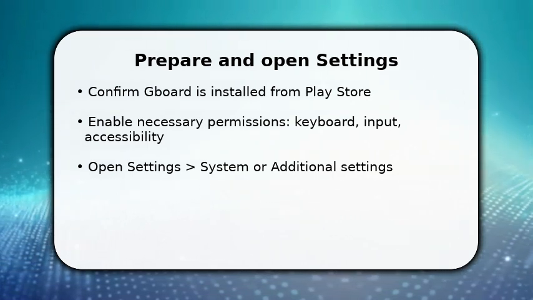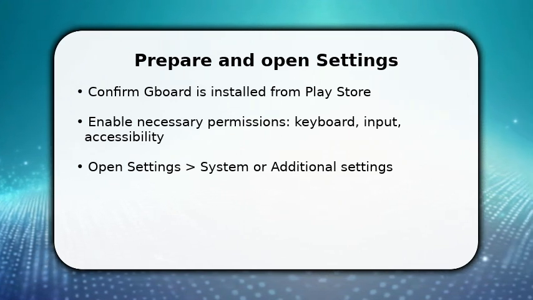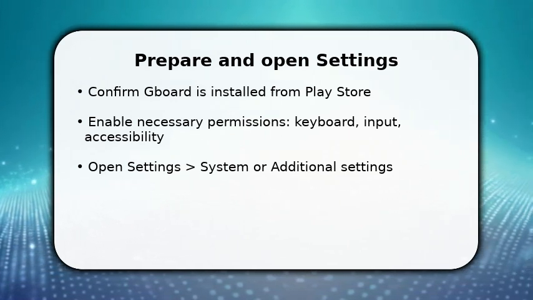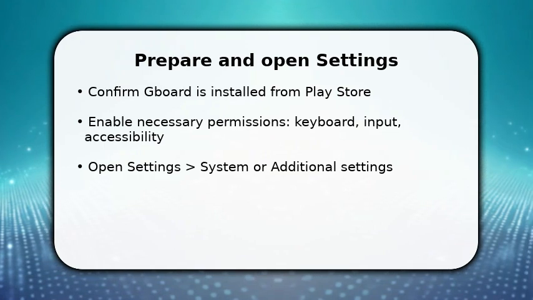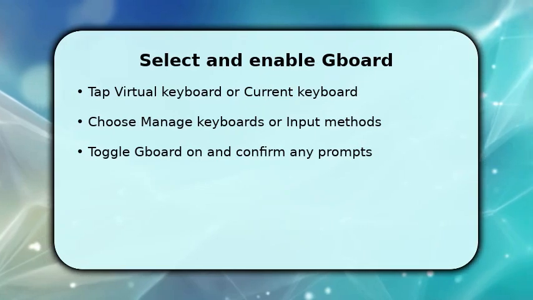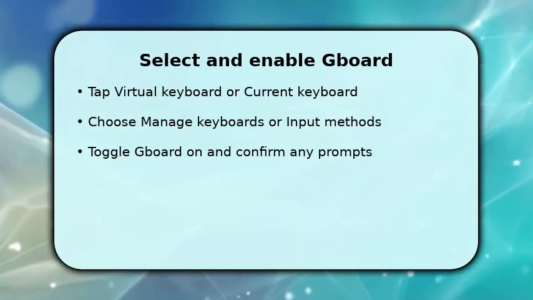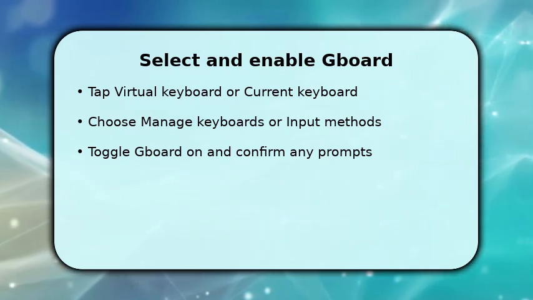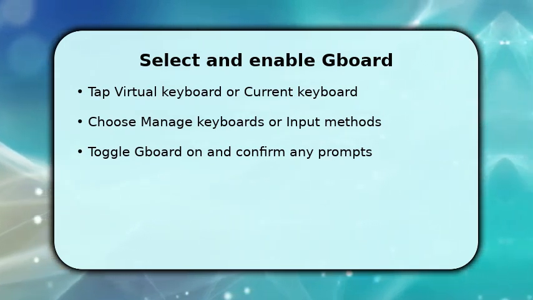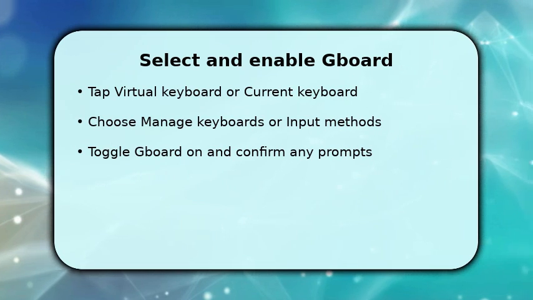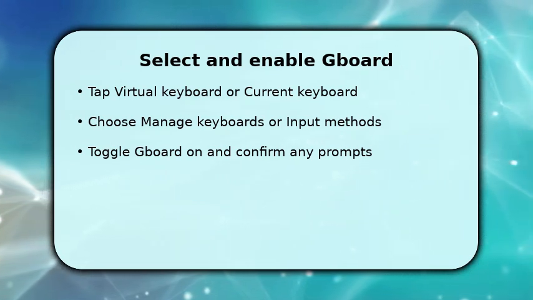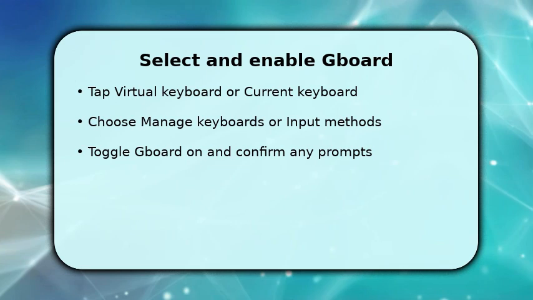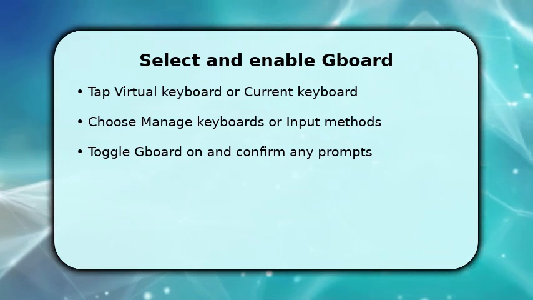This first step puts you in the exact menu where input methods are managed, so you can change the active keyboards safely and quickly. Now you'll enable Gboard within input methods. Tap Virtual Keyboard or Current Keyboard, then choose Manage Keyboards or Input Methods. You'll see a list including Kika and Gboard. Toggle Gboard on and accept any permission dialogues. This grants access to language, suggestions, and clipboard features.